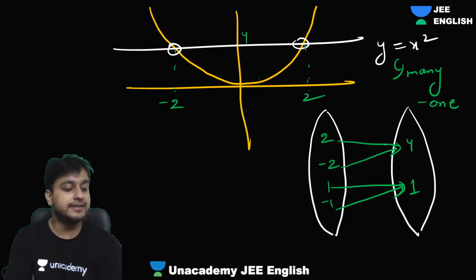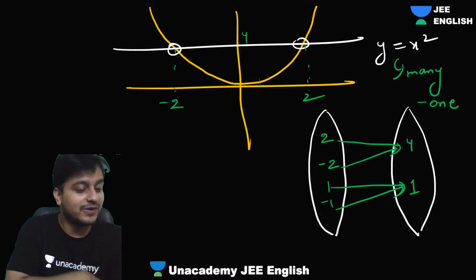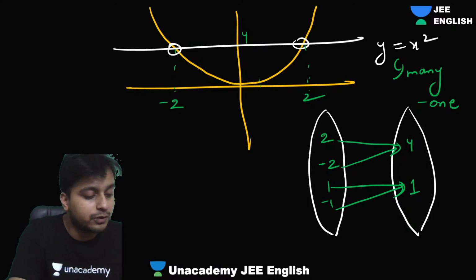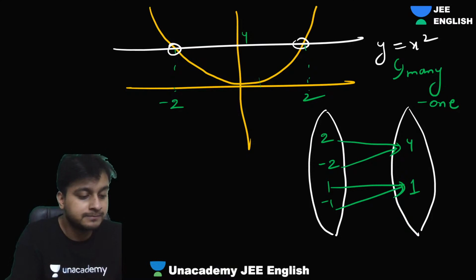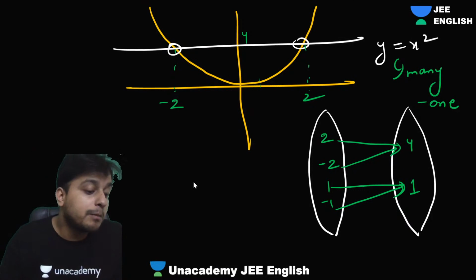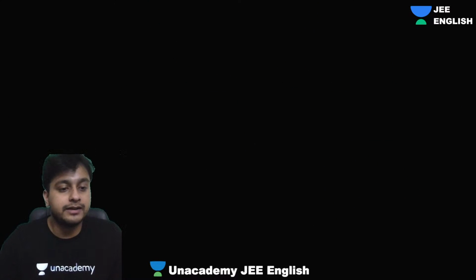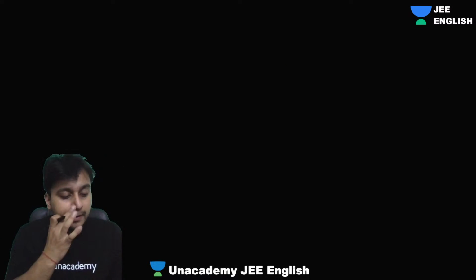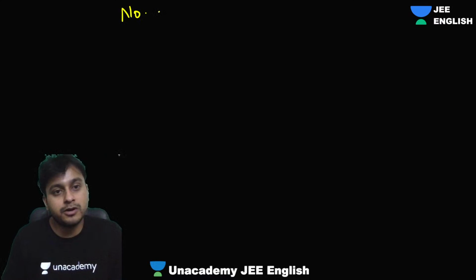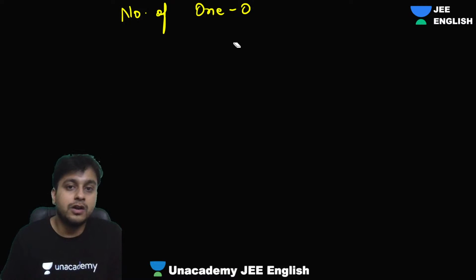Clear? I think everyone understood this logic. Now guys, one interesting fact we have to understand: how to calculate the number of one-one functions. That is also quite interesting. See how we can do that. So now the next heading is the number of one-one functions, and how to calculate it. Very interesting concept, guys. Please concentrate. We'll learn a lot today.